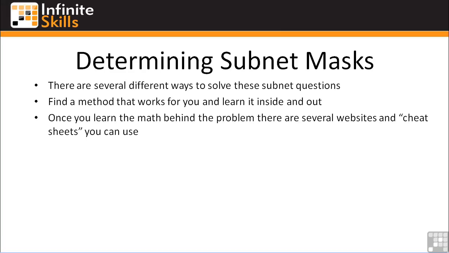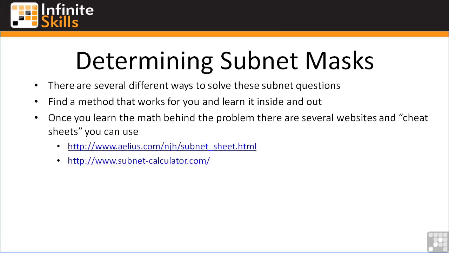Honestly, once you learn the math behind the problem, there's 3 million websites and cheat sheets you can use to help you determine the proper subnet masks and ranges and so on and so forth. There's the 2 that I use most often. I especially like that bottom one there because it's got a little JavaScript application that pretty much figures all the stuff out for you. It even figures out the Cisco wildcard mask, which you'll use when you set up ACLs, which we'll talk about elsewhere in the course, of course.